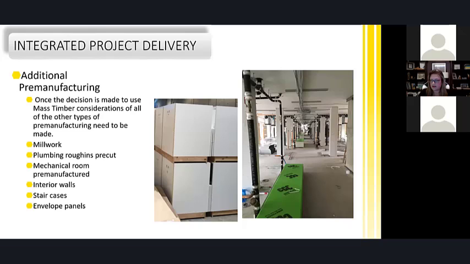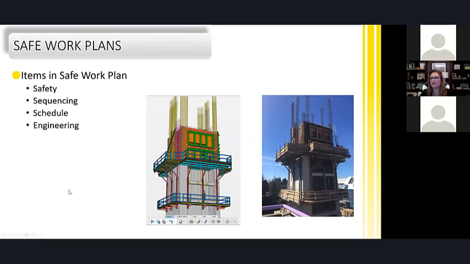We do all our staircases pre-manufactured, and then of course the envelope panels, which is a really big time saver. And we talk about safe work. So once we've got all that planning going and everybody is getting ready for the pre-manufacture, the site team goes back to the safe work plan. So then we work out a full safe work plan.